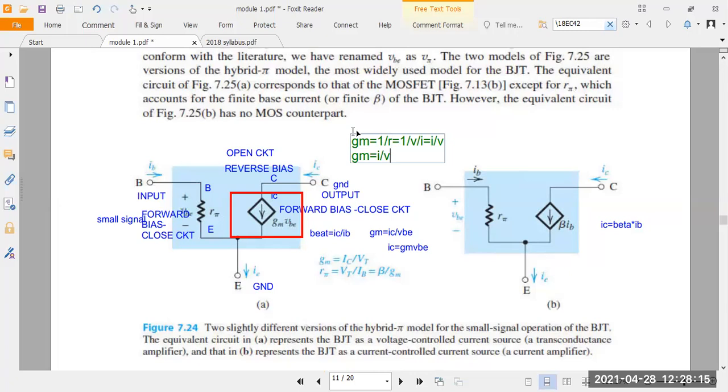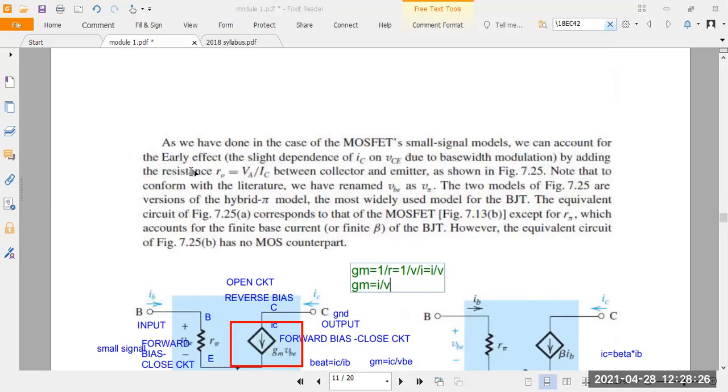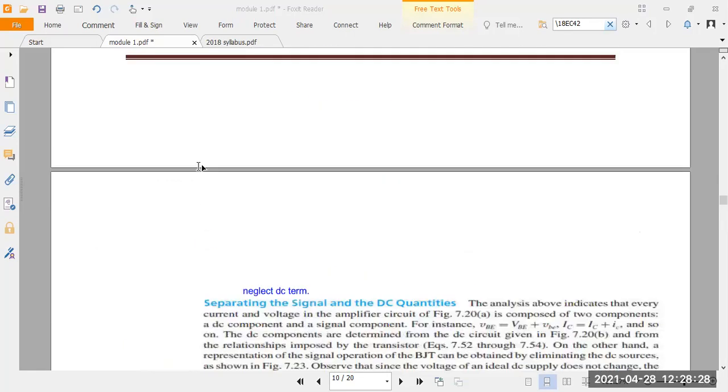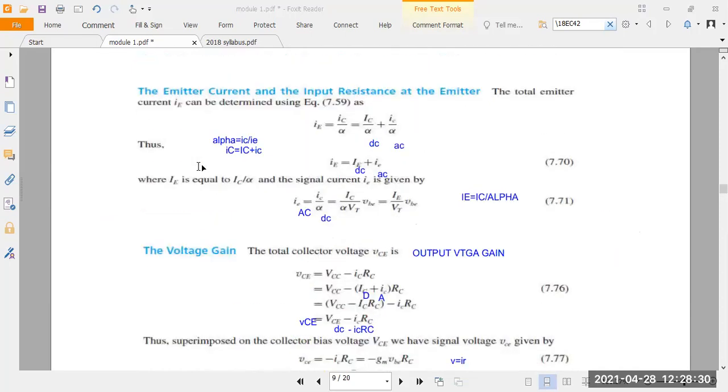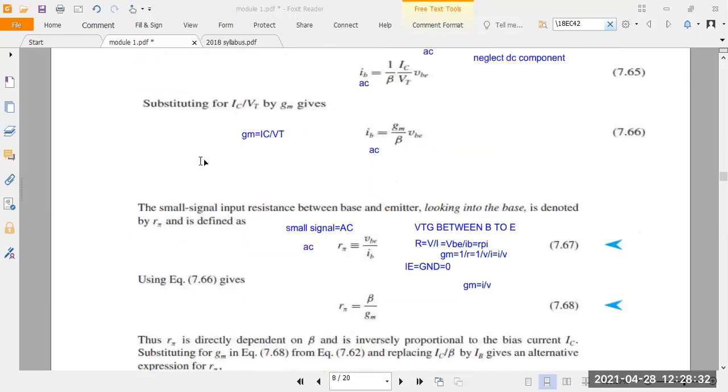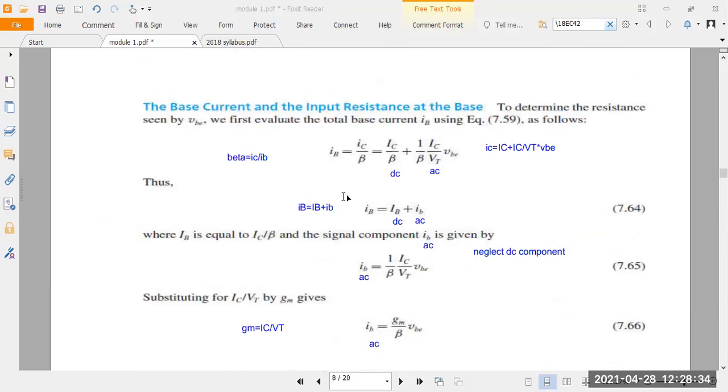Next, you take the base side. When you come to the base side, they have connected one resistance at the input, at the base. You take the base current. You take the beta equation. What is the beta equation? IC divided by IB. So IB, you take it outside. What will you get? IB is IC divided by beta.